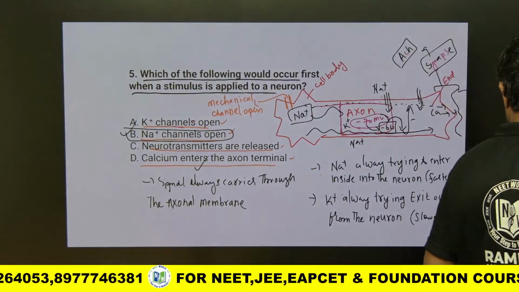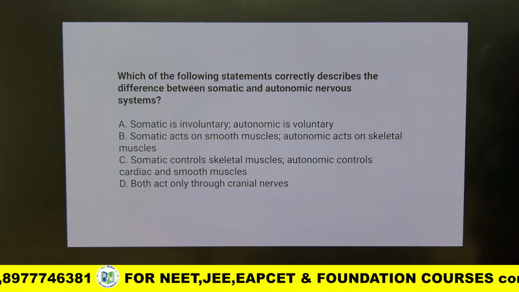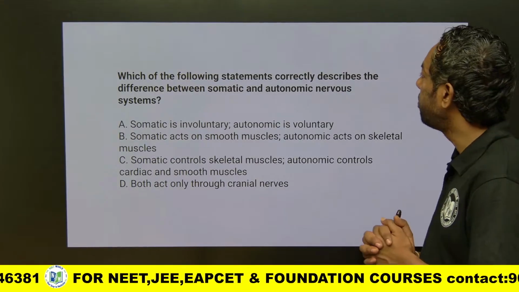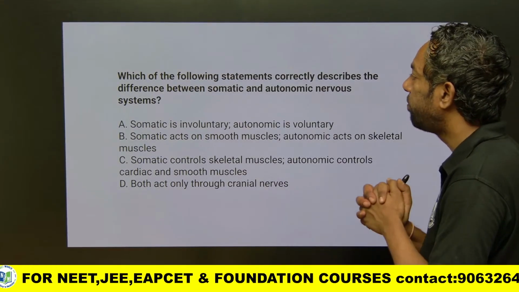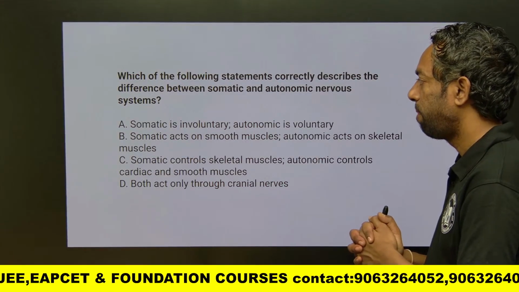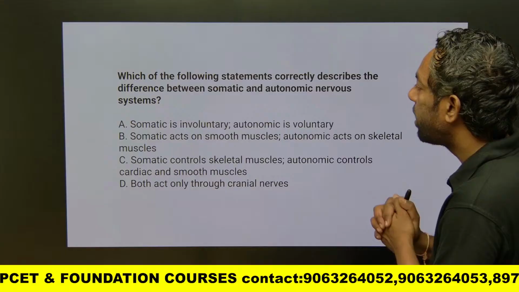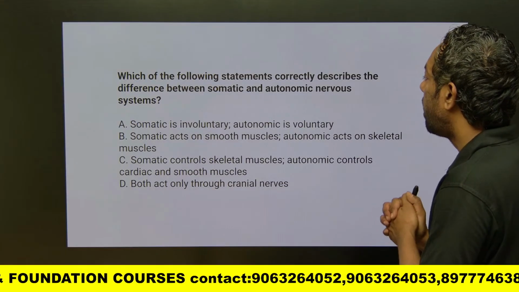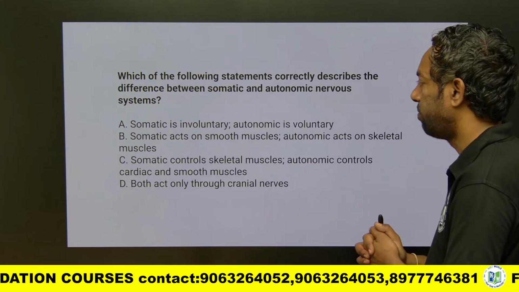Next question. Which of the following statements correctly describes the difference between the somatic and autonomic nervous system? Somatic nervous system involuntary, autonomic nervous system voluntary. Wrong.